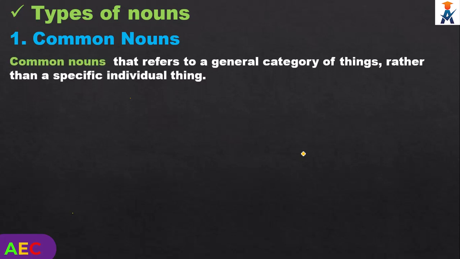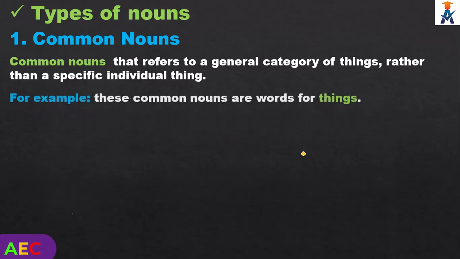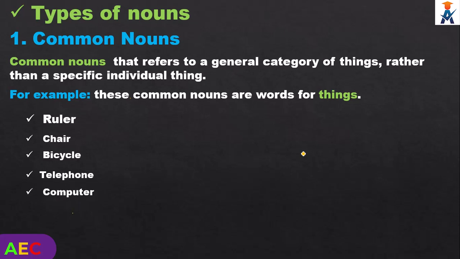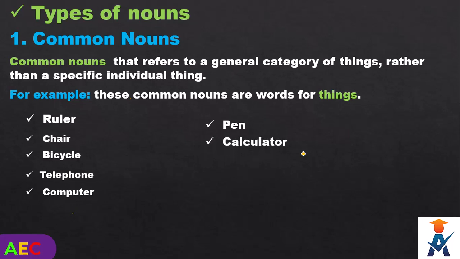Common nouns refer to a general category of things rather than a specific individual thing. For example, these common nouns are words for things: ruler, chair, vehicle, telephone, computer, pen, calculator, television, bus.